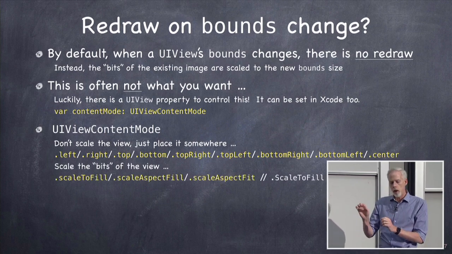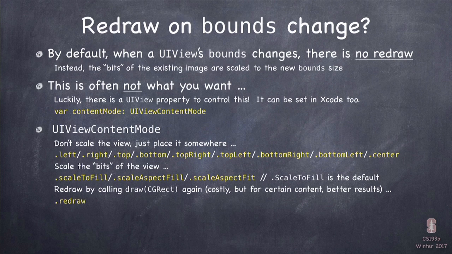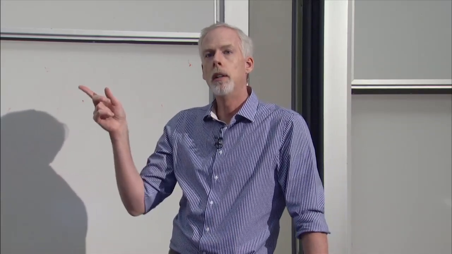There are also the scaling ones, and this is the default, scale to fill. That says, take my bits and take my new bounds and scale it to fill. I can preserve the aspect ratio if I want, although again, that's probably going to cut something off. But the real one that you want is redraw. If you set your content mode to be .redraw, then when your bounds change, your draw is going to be called, your draw rect, draw with the rect argument. So in your assignment 3, you're going to want to do this. You can do it in code by setting that var, but you can also do it in Interface Builder, in the Utilities window in the Inspector for your view. I think it's the very top one, Content Mode.